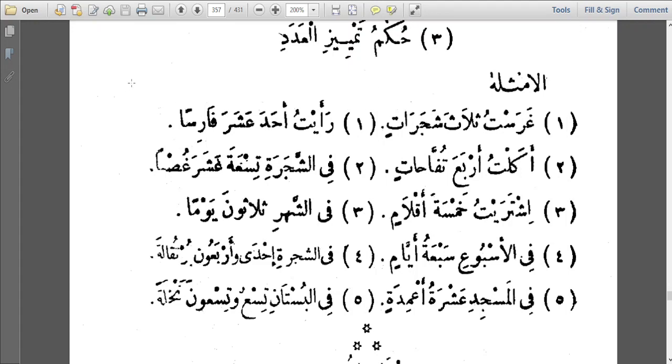Let's look at this portion. These are numbers from 11 to 99. Numbers from 11 to 99, everything in between there, the tamyiz comes as singular and also mansub. It comes as what? Singular and mansub. So you see, ahada ashara farisan, ithna ashara, the same way that it goes. But there is something that I need to make you see here.